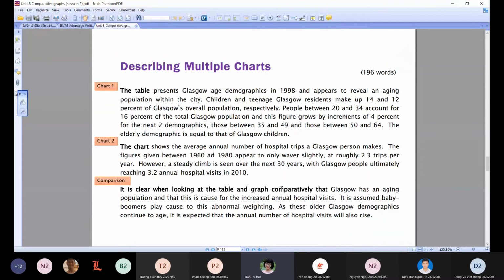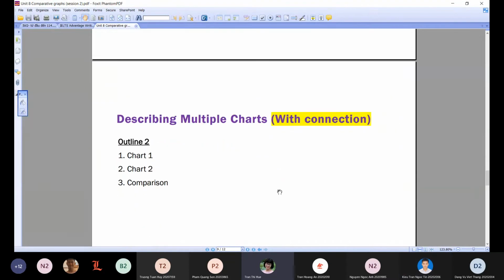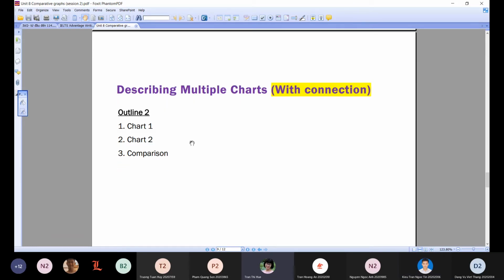So you can see that the structure, this is also a task describing multiple charts, but the organization of ideas is different. You see that the first paragraph is about chart number 1. The second paragraph is about chart number 2. And then the comparison between the two charts, or the connection between the two charts. Right. So there are two ways to organize ideas when you have to describe more than one chart. Is that clear to you?